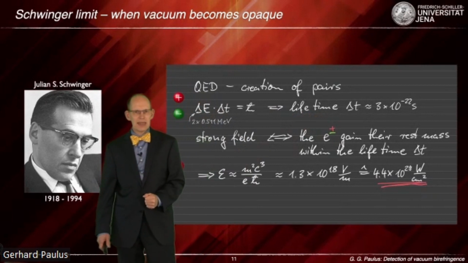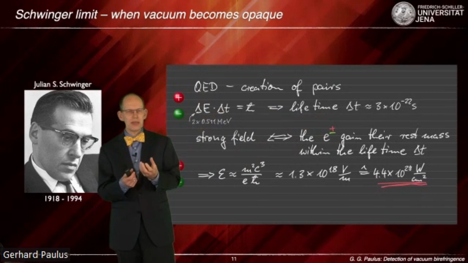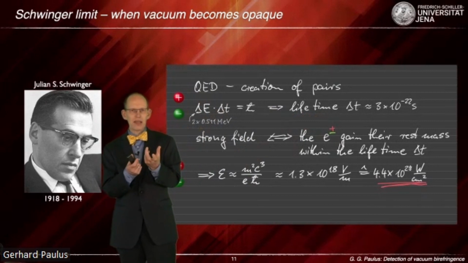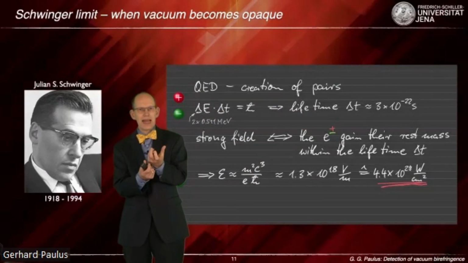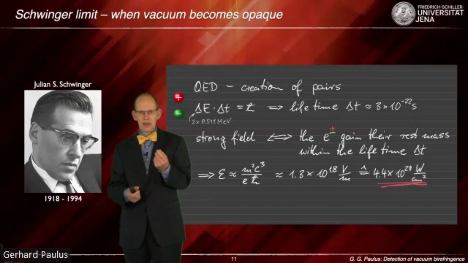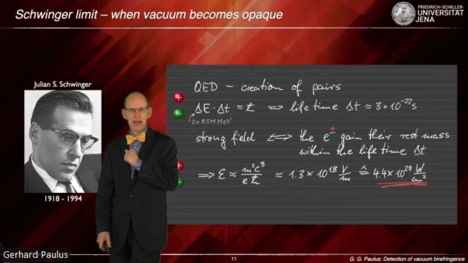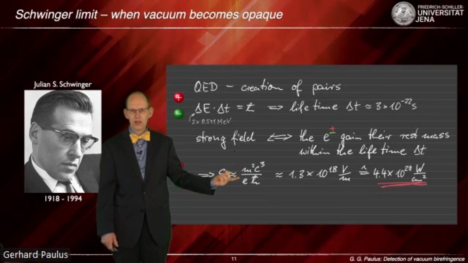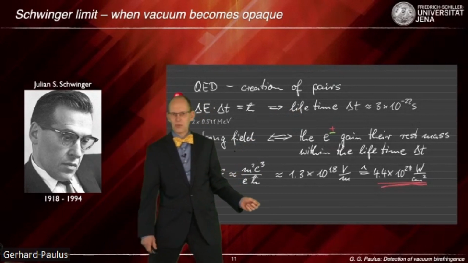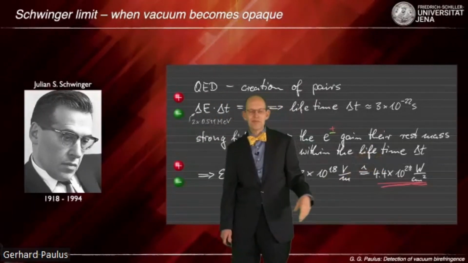Now the idea, and this will lead to the Schwinger limit, is that we could make these virtual pairs real by accelerating them so strongly that they gain their rest mass energy within this lifetime. This is an easy back-of-the-envelope calculation, and what you get is this expression here, which consists only of constants of nature and corresponds to an enormous intensity that is not in reach so far.